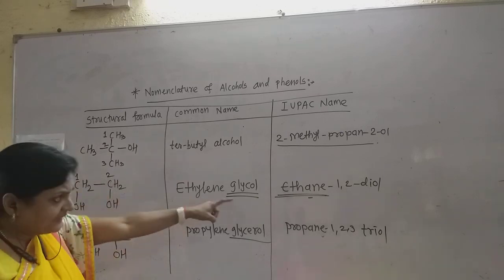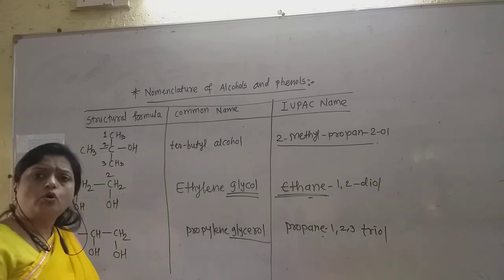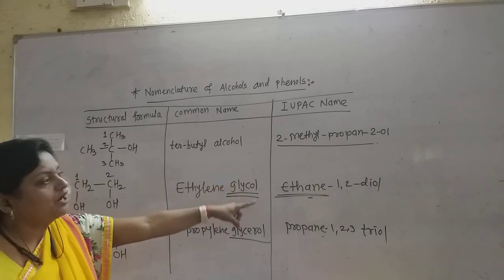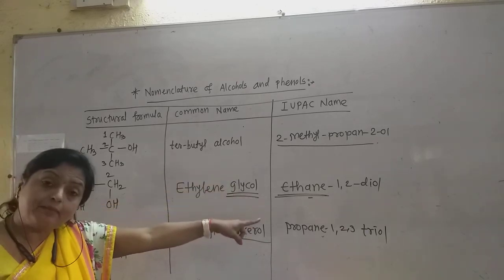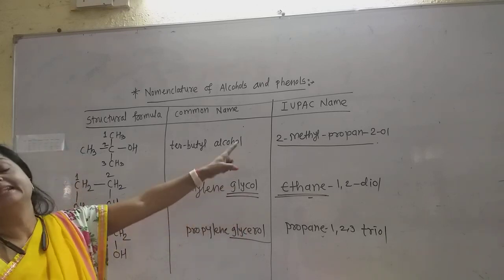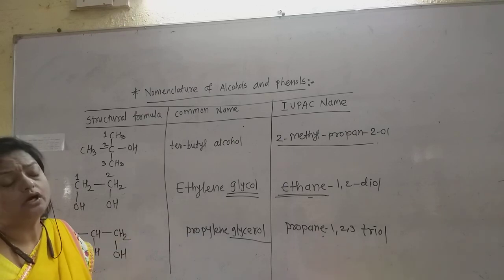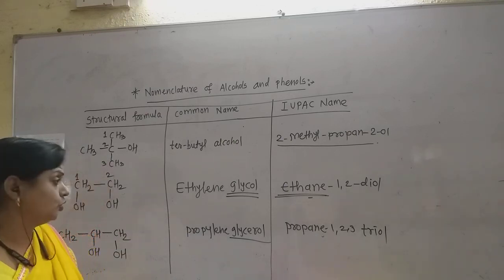So ethane 1, 2, and it is diol because it contains two OH groups. So write down the diol: ethane-1,2-diol. Write down the complete name of the alkane, then the numbers of the carbon atoms having OH groups, and then write down the word diol. This is very simple to give the IUPAC name for dihydric and trihydric alcohols also.